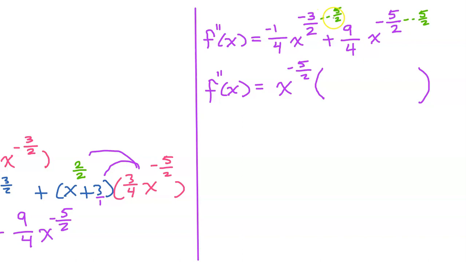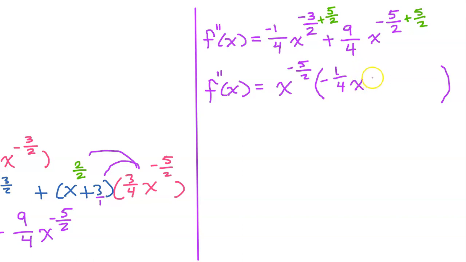When you subtract a negative, that's really addition. So I'm going to put plus 5/2, but I'm actually subtracting -5/2. We still have the coefficient in the front, so I'm just going to bring down my -1/4. But -3/2 plus 5/2 is 2/2. So this would be x to the 2/2 power, but that would be silly. This is just x to the 1 power, or better yet, just x.